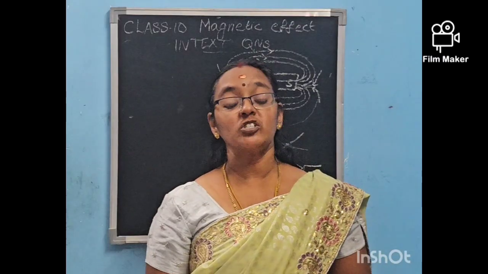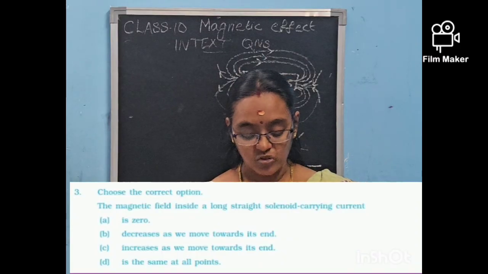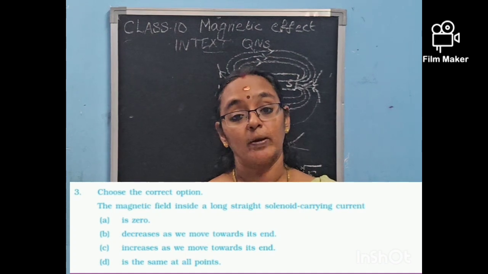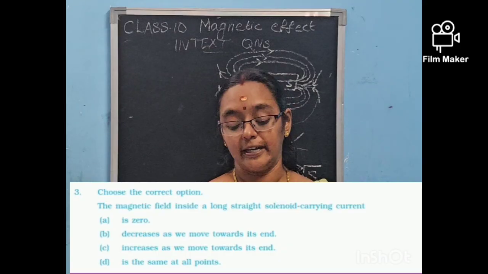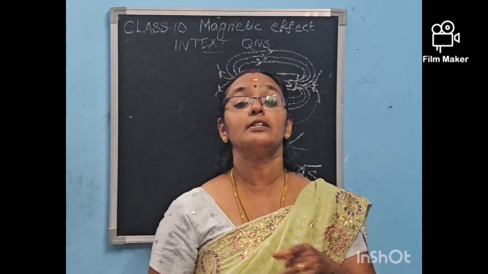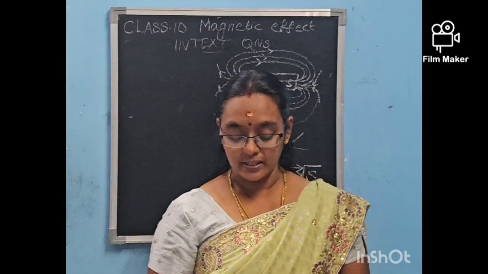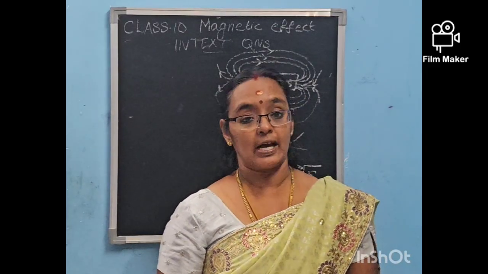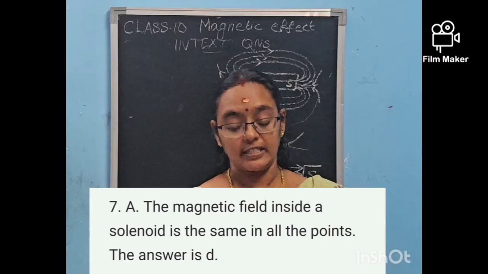In page number 202, there is a question. Choose the correct option. The magnetic field inside the long straight solenoid carrying current is option A, 0; option B, decreases as we move towards the end; option C, increases as we move towards the end; and option D, is same at all points. We know a solenoid is a current carrying conductor in coiled form and it will have a uniform magnetic field. Nothing is increasing or decreasing. At every point the magnetic field is the same. So option D is correct, that is, it is same at all points.